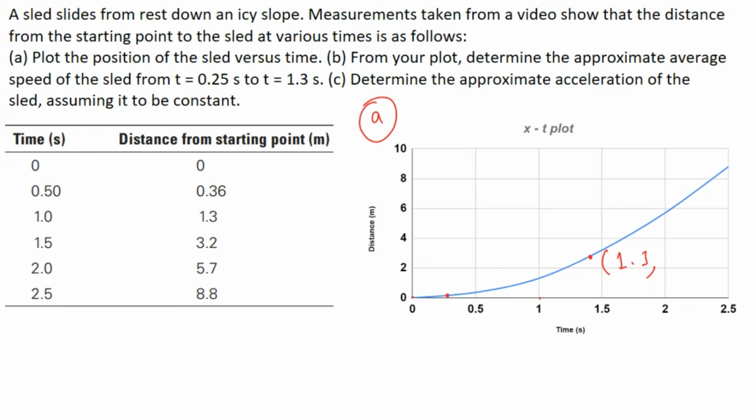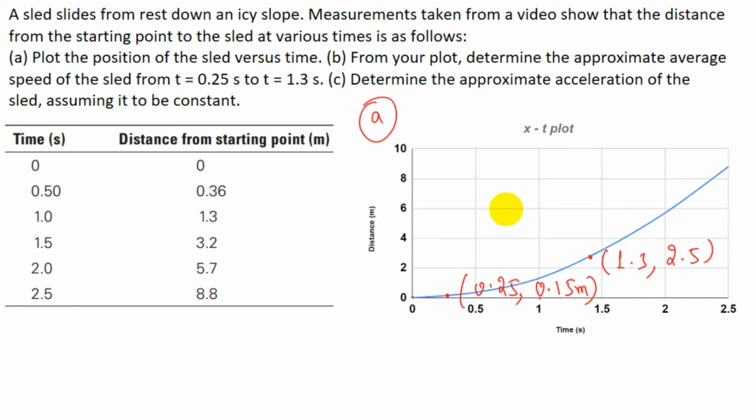So for the distance, we can make a straight line, something like that. So this would be approximately 2.5. So this is the coordinate, this is time 1.3, and this is distance. Similarly, we can find this coordinate also. The time we have is 0.25, and the distance would be approximately 0.15 meter.